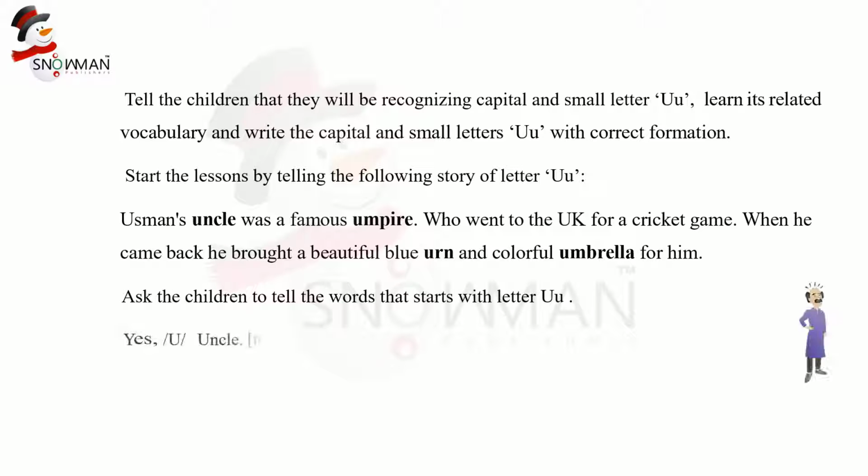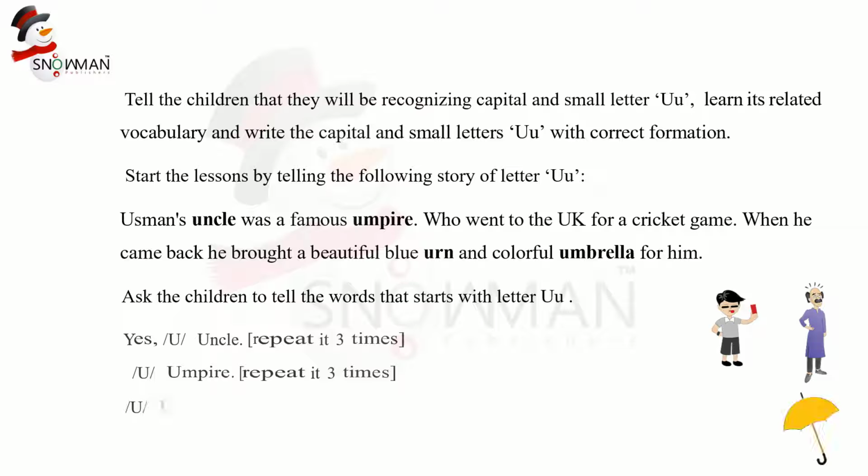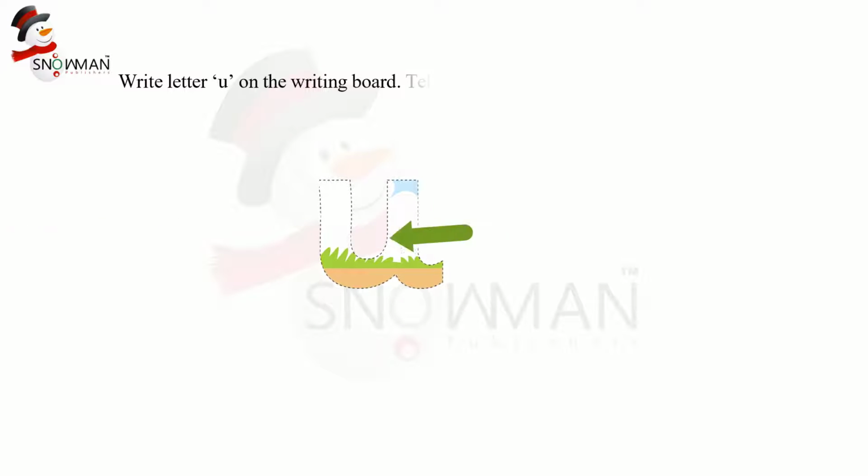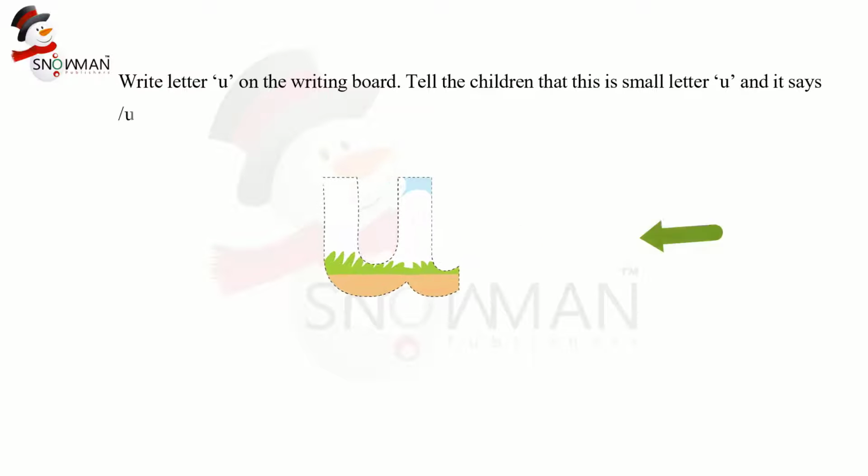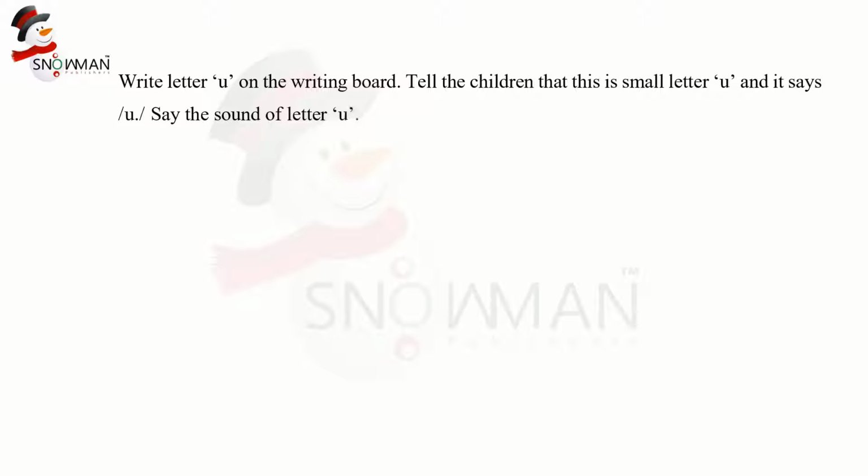Yes: uncle, repeated 3 times; umpire, repeated 3 times; umbrella, repeated 3 times; urn, repeated 3 times. Write the letter U on the writing board. Tell the children that this is small letter u and it says U. Say the sound of letter U.